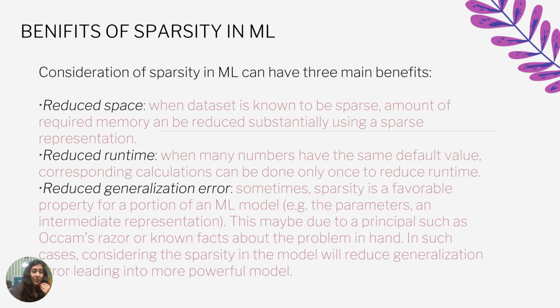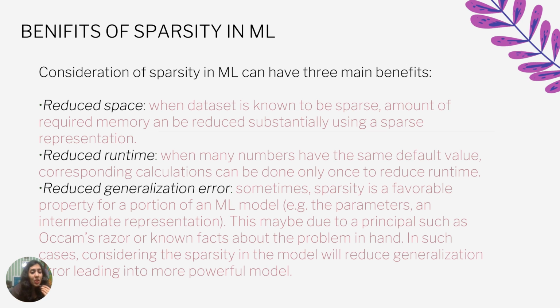Here are some of the benefits of sparsity in machine learning. Consideration of sparsity in machine learning can have three benefits. Firstly, reduced space. When a dataset is known to be sparse, the amount of required memory can be reduced substantially using a sparse representation. Secondly, reduced runtime. When many numbers have the same default value, corresponding calculations can be done only once to reduce runtime.